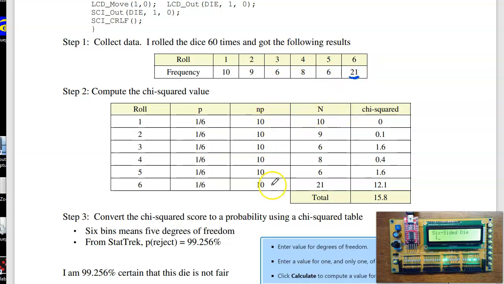Throw it in a chi-square table. So I should be getting 10 of each number. This is how many I got. The difference squared, so 11 squared divided by 10 is 12.1. Add them all up, I get 15.8.